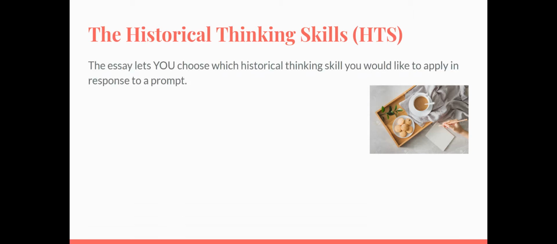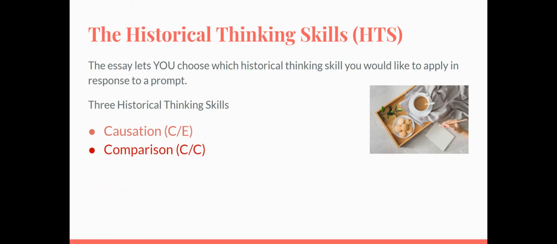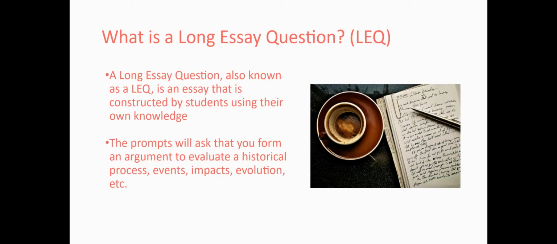This is an essay that lets you choose which historical thinking skill you would like to apply in response to a prompt. There are 3 historical thinking skills that we're going to be learning about: causation, comparison, and change and continuity over time, shortened to the CCOT. Typically the prompt will guide you towards a certain set of historical thinking skills. But quite often, one will be very obvious, but a second skill can also be used. This is to let you demonstrate your ability in forming a strong argument.